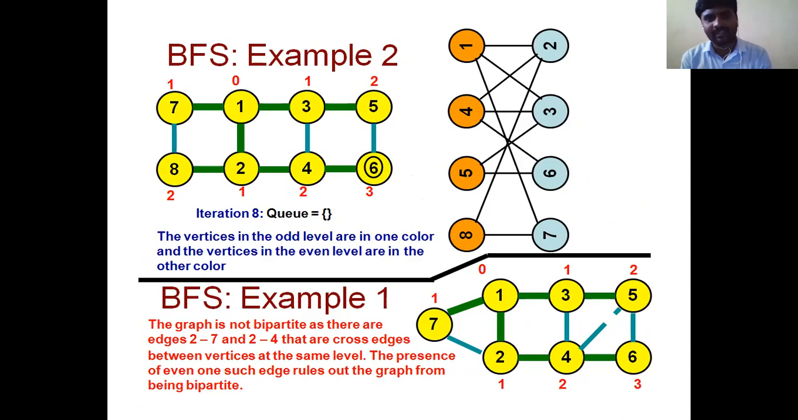The vertices at odd levels are in one color, and the vertices at even levels are in the other color. So you can see the representation of even levels and odd levels with the vertices in different colors. Now we go to example 1. The graph is not bipartite, as the edges 2, 7 and 2, 4 are cross edges between vertices at the same level. The presence of even one such edge rules the graph out from being bipartite.